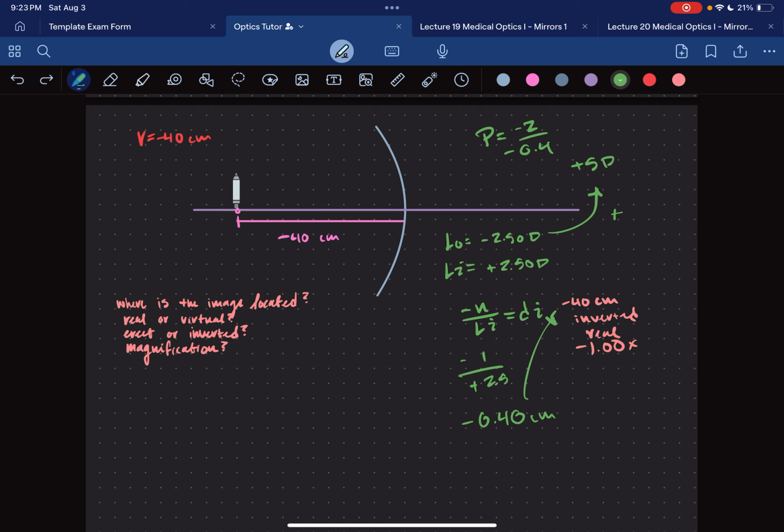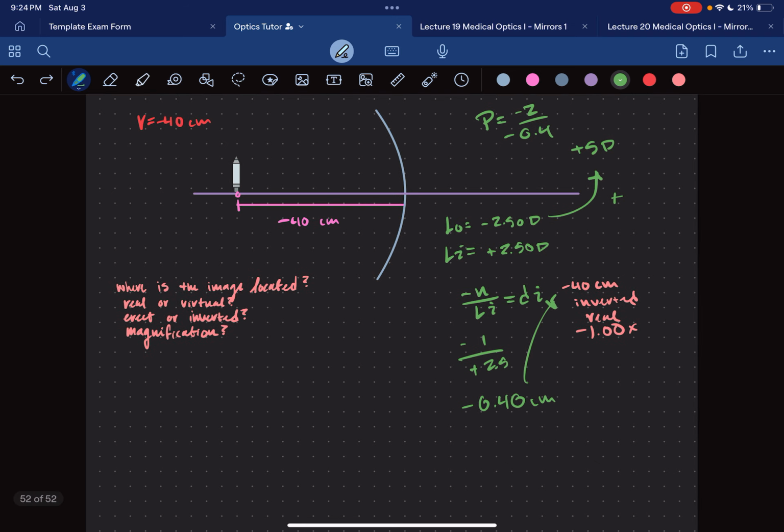So now I'm going to figure out what's the magnification if it's inverted and real. We already know it's real because it's on the left side. Okay. So now I'm going to take the image divergence of -2.5 over +2.5. And we get a -1.00x. Holy cow. We got it right.